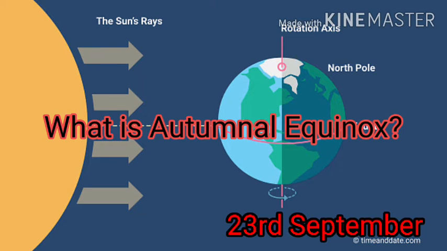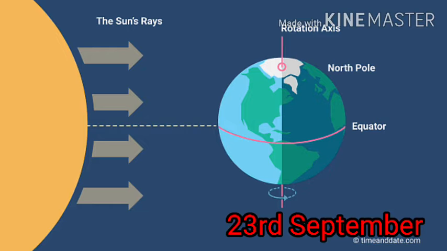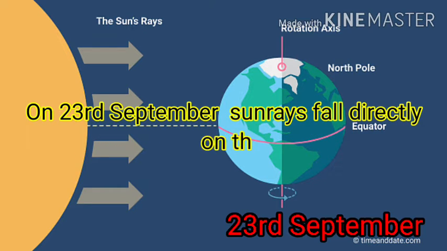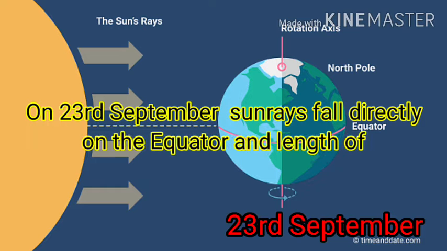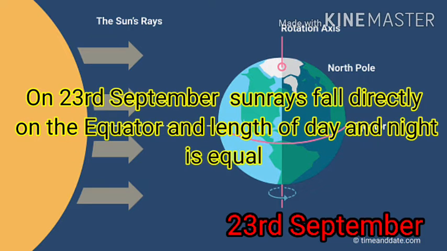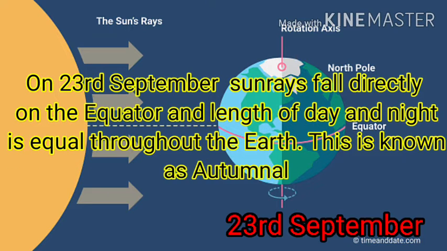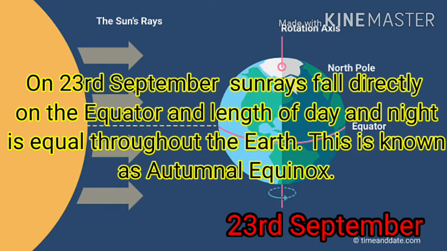So, what is autumnal equinox? On 23rd of September, sun rays fall directly on the equator and the length of day and night is equal throughout the earth. This is known as autumnal equinox.